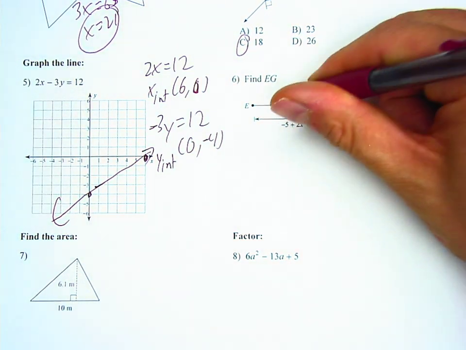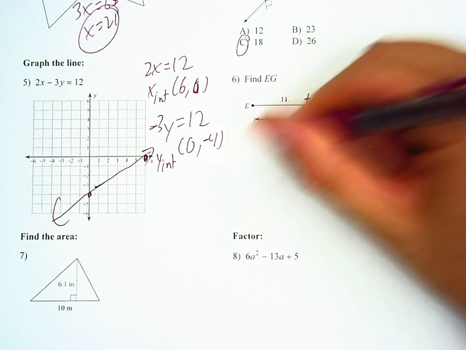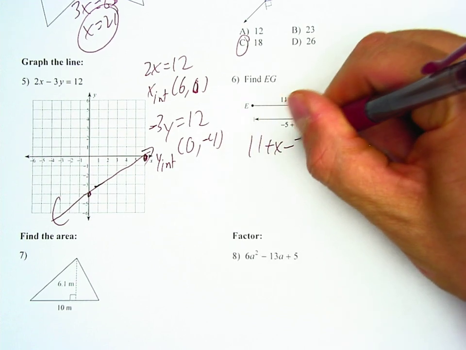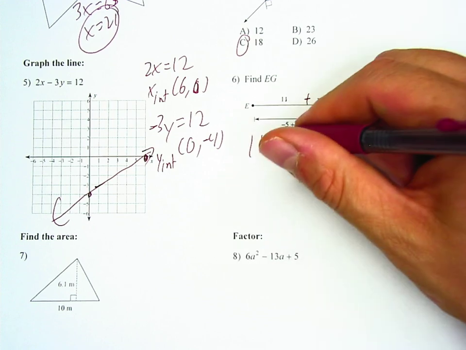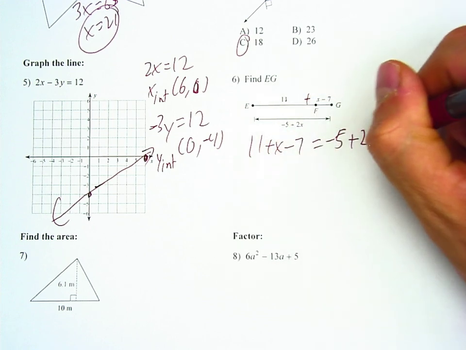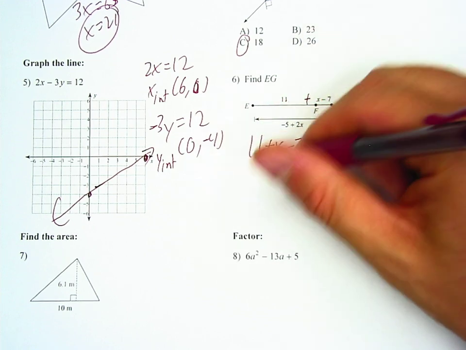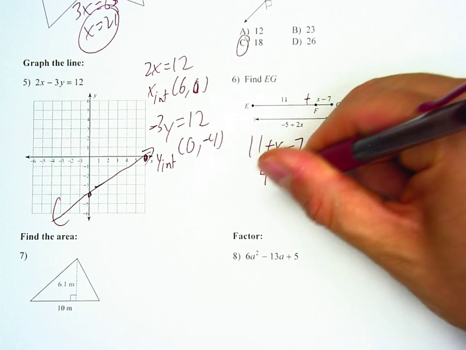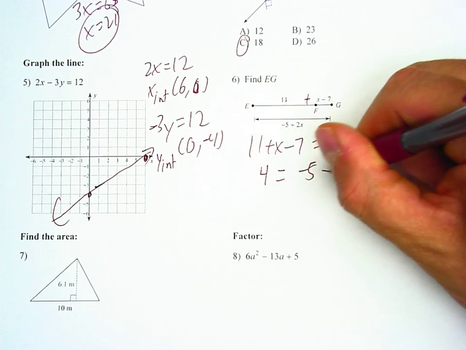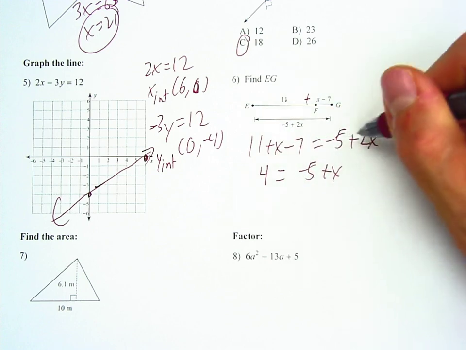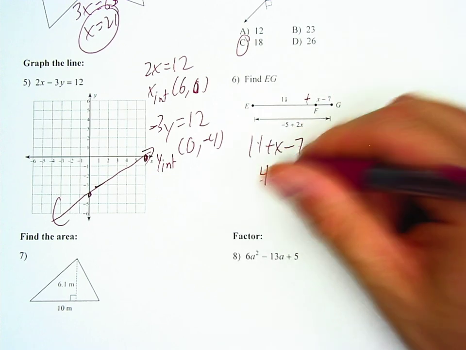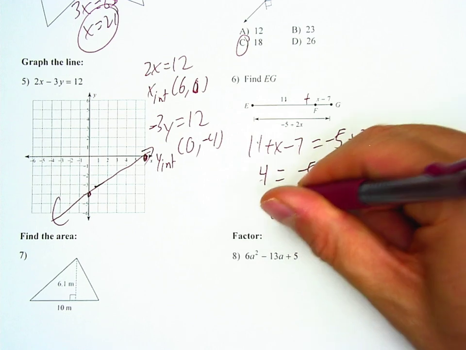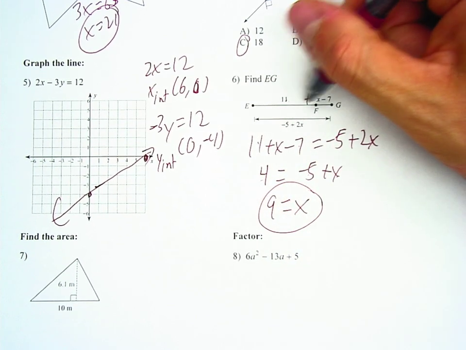We're going to add the shorter lengths here, 11 plus x minus 7. That's going to equal the entire length, negative 5 plus 2x. So taking x from 2x and then combining 7 and 11, I got 4 is equal to negative 5 plus x. Subtracting x from 2x yields x. 11 minus 7 is 4. Adding 5 to 4 is 9. x is 9. You can check your work.